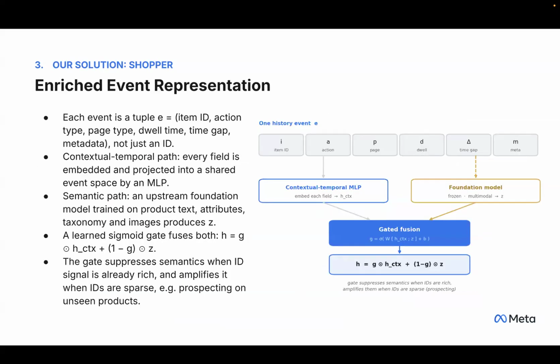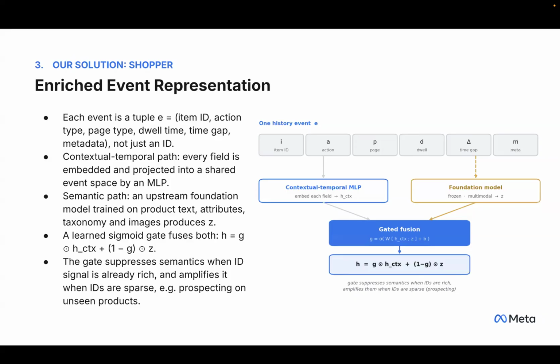So the first part of our contribution is about the enriched event representation. Here an event will be represented by multiple metadata. For a given product ID, we're going to have an action, a click, impression, purchase, a page, where did the click happen? Was it Facebook, Instagram, on Reels, etc. And then more metadata, in particular time-related metadata, for instance, the dwell time or the recency of the event. And finally, we can also add more product metadata to this concept.